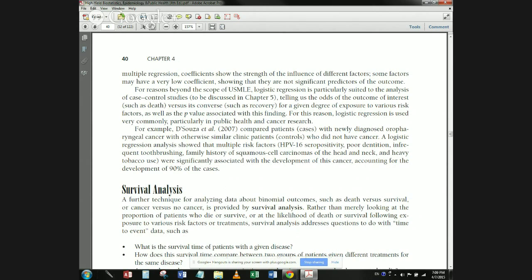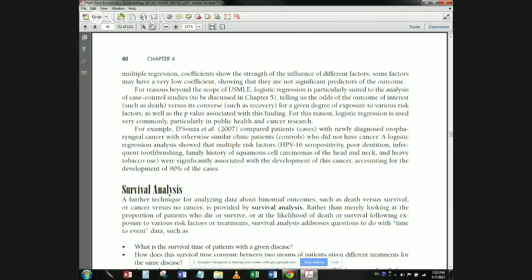For example, D'Souza et al. in 2007 compared cases, patients with newly diagnosed oropharyngeal cancer, with otherwise similar clinical patients as controls who did not have cancer. A logistic regression analysis showed that multiple risk factors, HPV-16 seropositivity, poor dentition, infrequent toothbrushing, family history of squamous cell carcinomas of the head and neck, and heavy tobacco use were significantly associated with the development of this cancer, accounting for the development of 90% of cases.